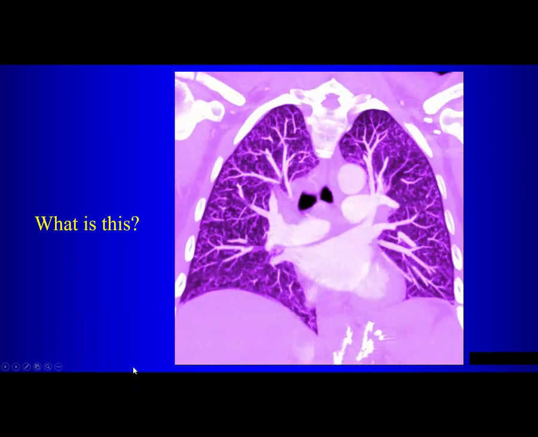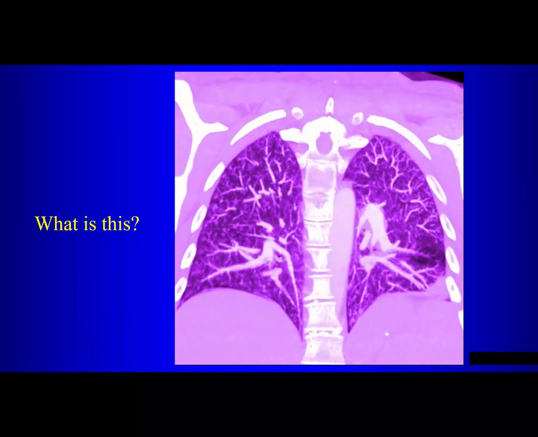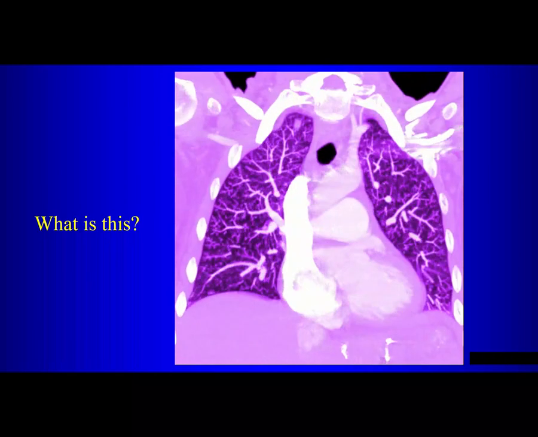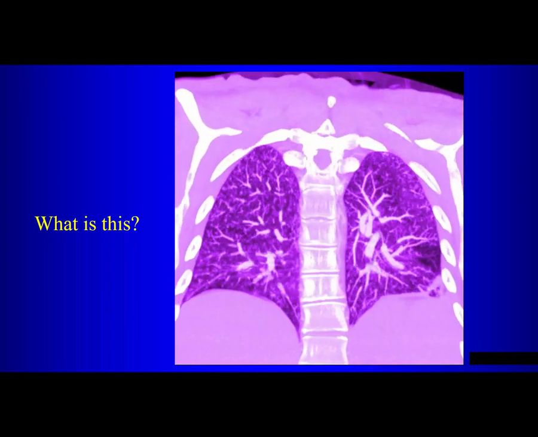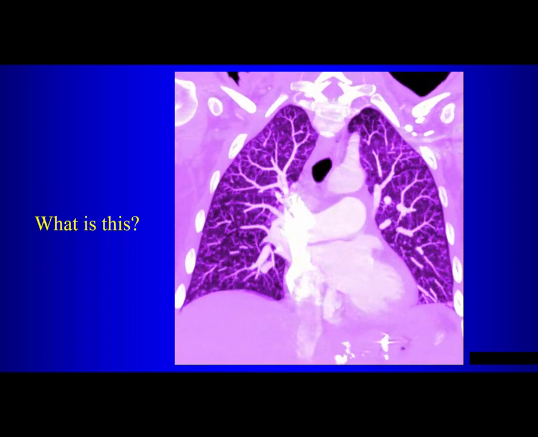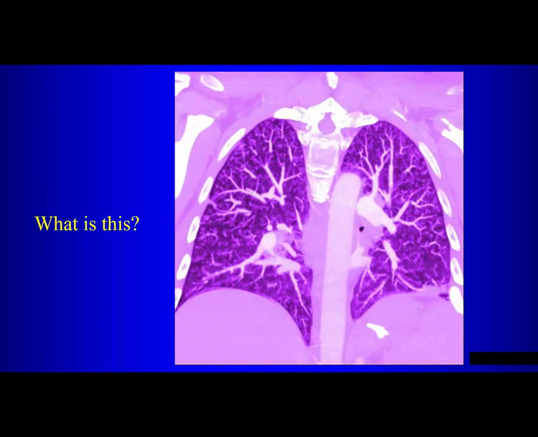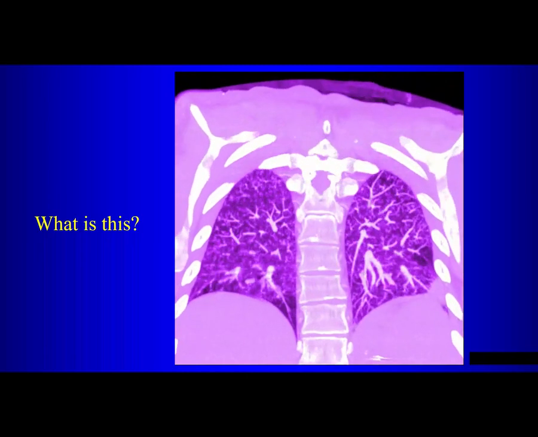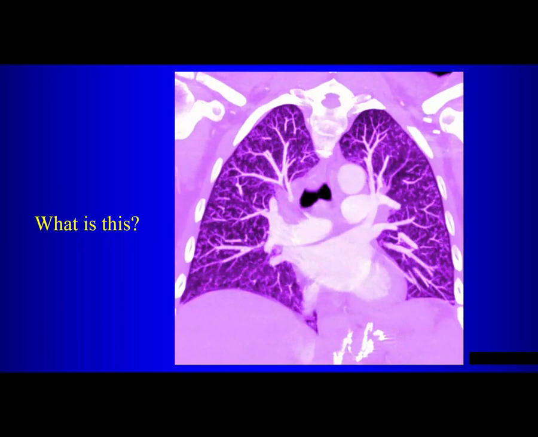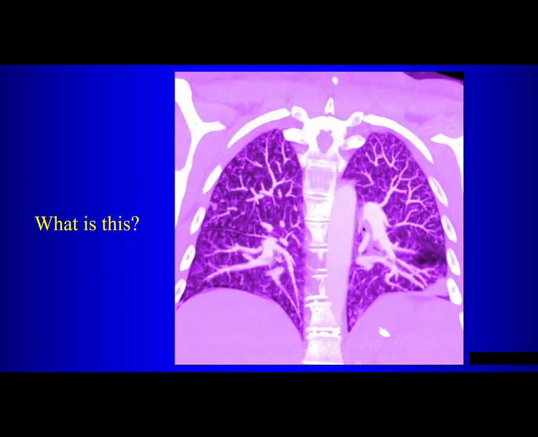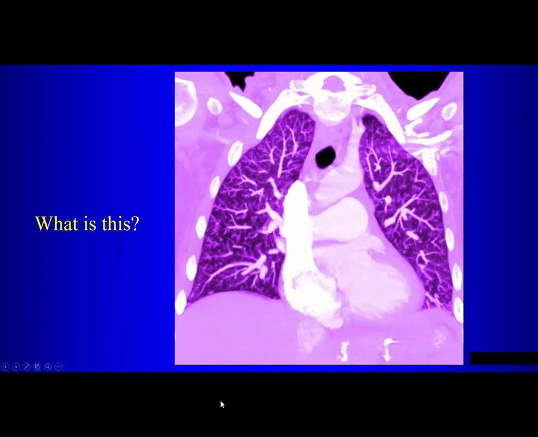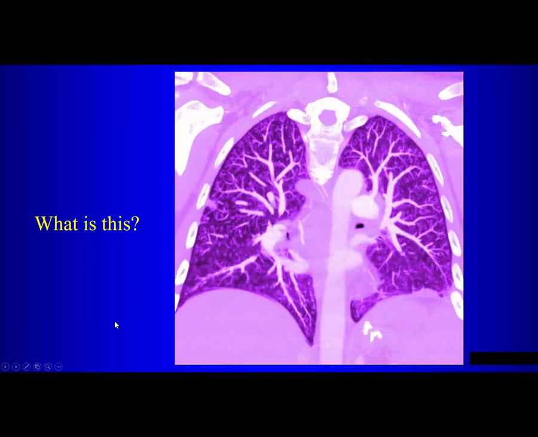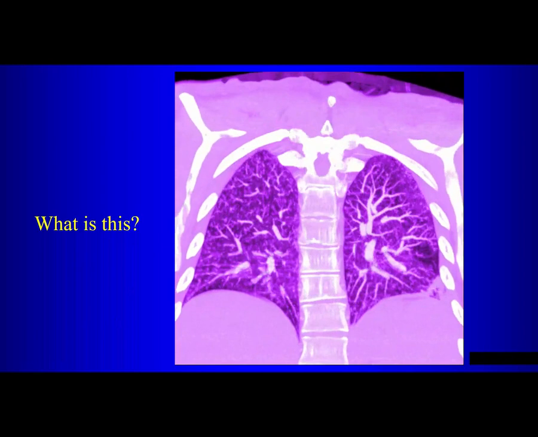But what's peculiar about this? They look like they're continuous with the blood vessels. Yes, they're continuous with the blood vessels. We talked about how tree and bud nodules usually represent infectious bronchiolitis, so they should be continuous with the airways. But these nodules are continuous with the blood vessels, not the airways. So what is going on here?